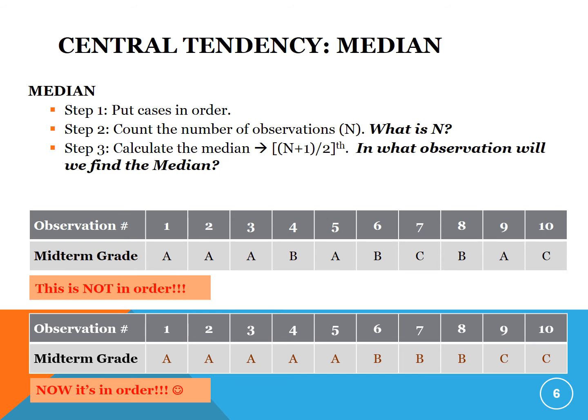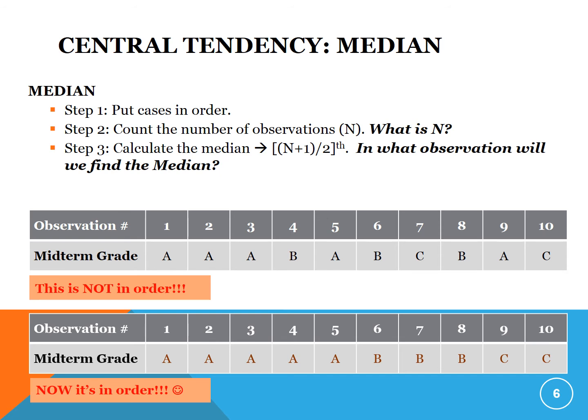Somewhere between an A and a B, so maybe an A minus or a B plus, I don't know. Somewhere between A and B is our median midterm grade. Hopefully that flowed a lot better for you now that we've done it the second time around.